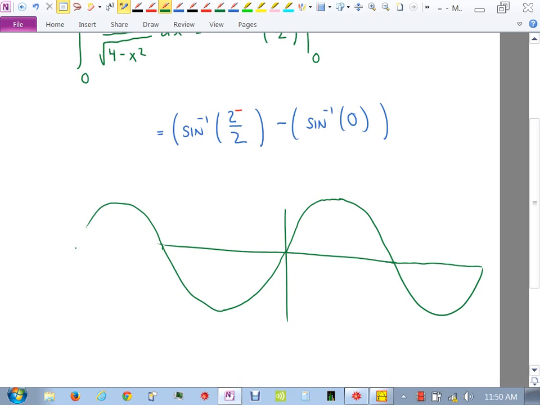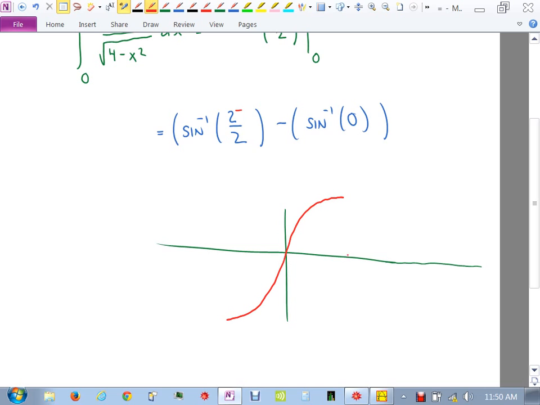So what we do is we come in here and we cut it off, and we only define it between there and there. Between negative pi over 2 and pi over 2, you get the entire range from negative 1 to 1, right? And you get the entire range in one interval. So that right there is a function, and it has an inverse because it passes both the vertical and horizontal line test.